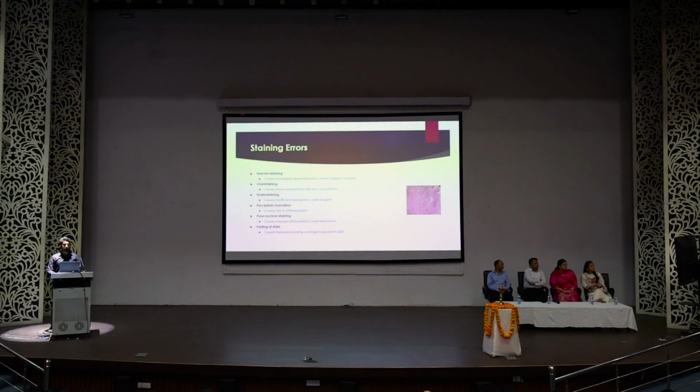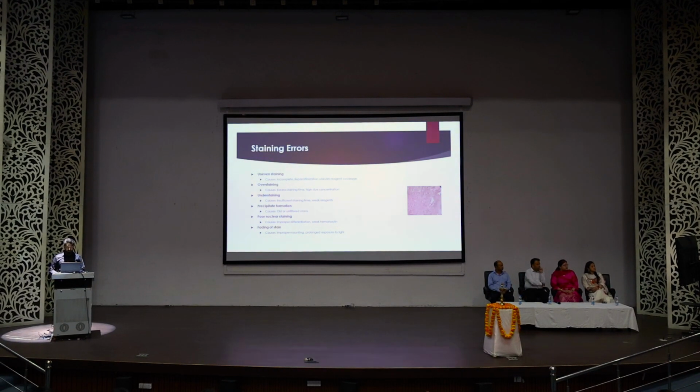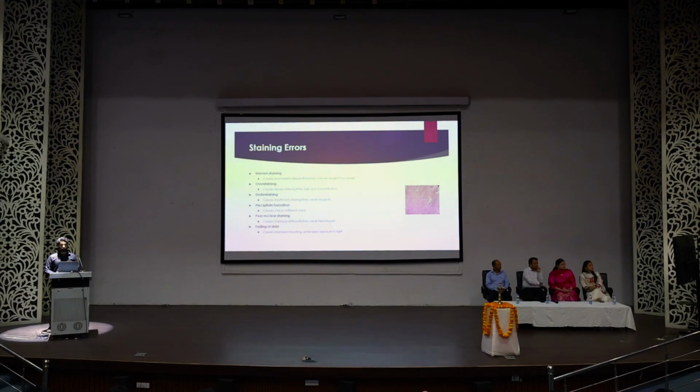After microtomy or section cutting, the next step in histopathology is staining. In histopathology, the routine stain we use is hematoxylin and eosin. The common errors are uneven staining. Some parts are stained and others are not, causing uneven staining. This is usually caused by incomplete deparaffinization, as most of the consultants ask us during the winter times.